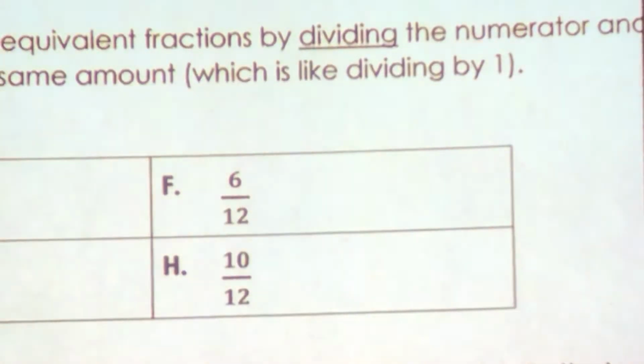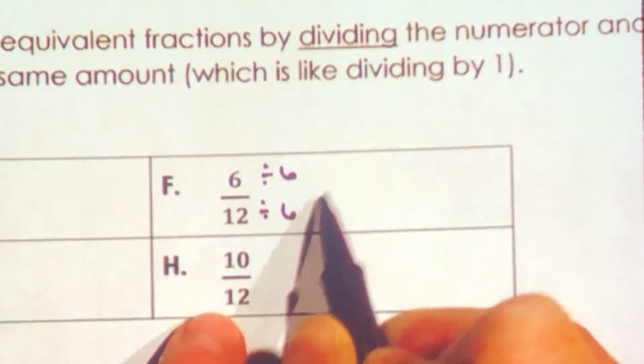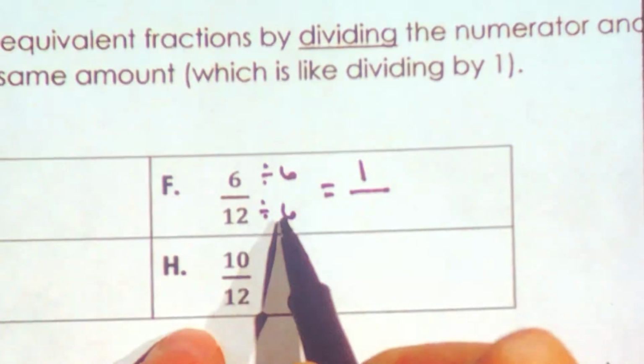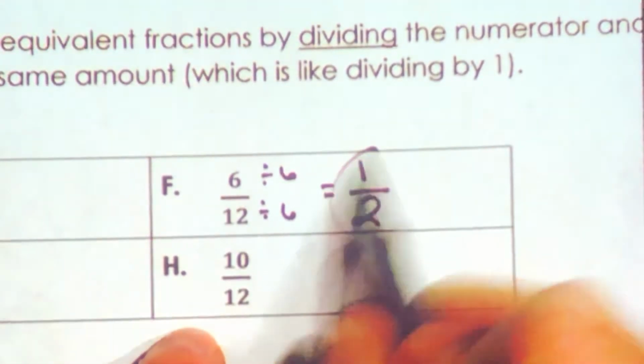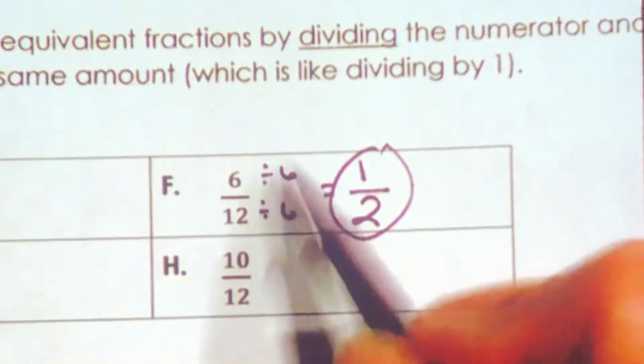All right, now I'm looking at 6 and 12, and honestly, it's really good to look for the largest number that divides into both. With 6 and 12, I know that 2 goes into both 6 and 12, and so does 3, but so does 6. So we always want to look for the largest number that divides into both. So I'm going to divide both of these by 6. 6 divided by 6 is 1. 12 divided by 6 is 2. That means that 1/2 is equivalent to 6/12. It's just like dividing by 1.